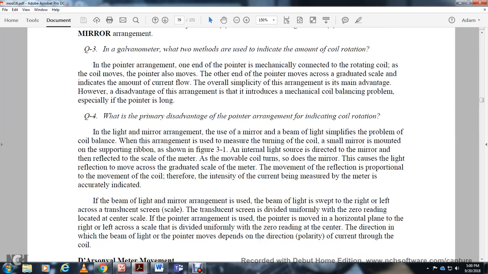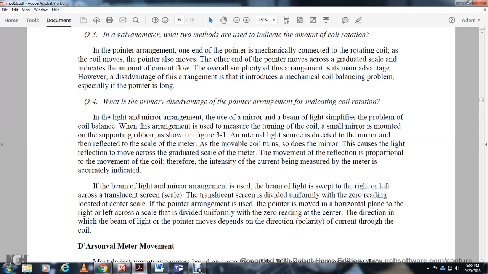In the light and mirror arrangement, the beam of light sweeps to the right and left over the translucent scale. The scale is uniform, with the zero reading at the center. In the pointer arrangement, the pointer moves in the horizontal plane to the right and left of the scale, with the zero reading at the center. The direction in which the beam of light or pointer moves depends on the polarity of the current through the coil.